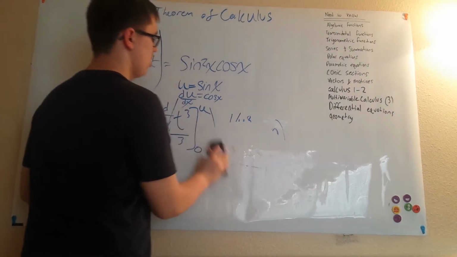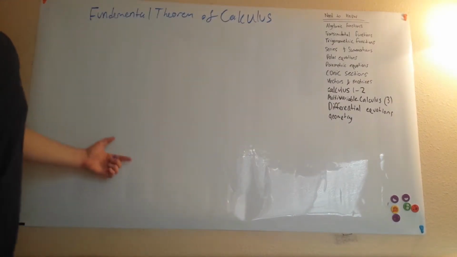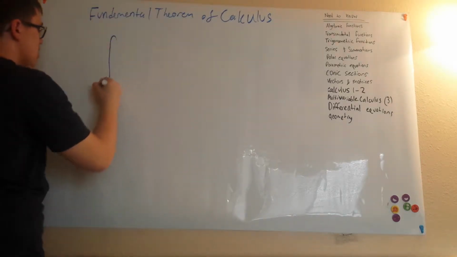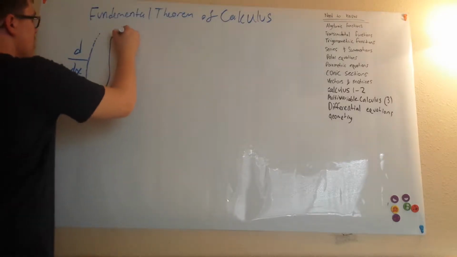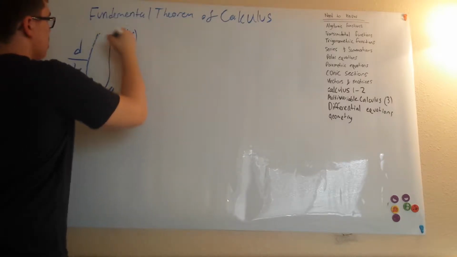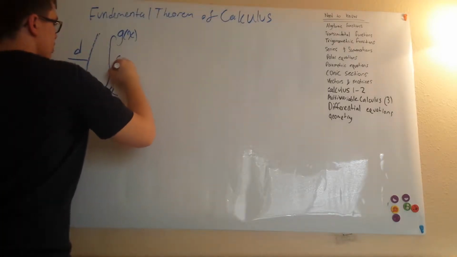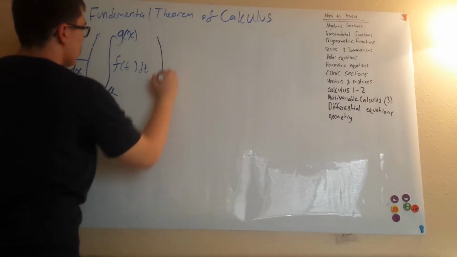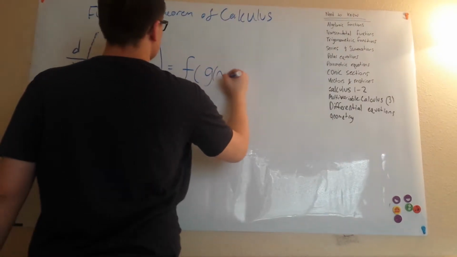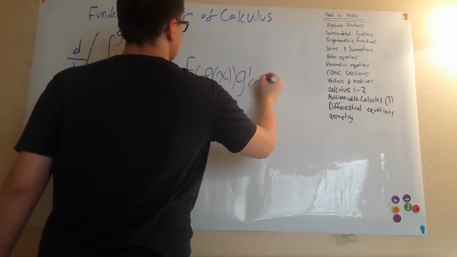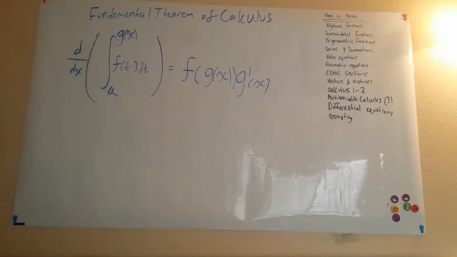So in the general case, I'm sorry, you have to write this one down. If we have the derivative of the integral from a constant to some function of x, of some function of t dt, this is going to equal f of g of x times g prime of x. Have you seen this before? You have. But that's what that is. That's the general case here.